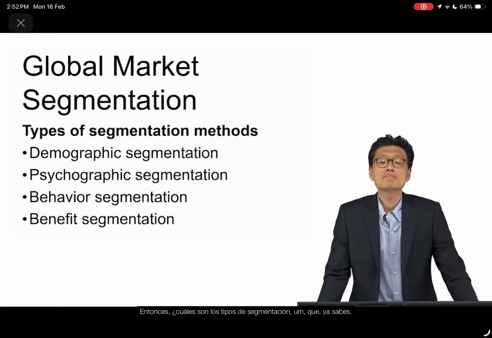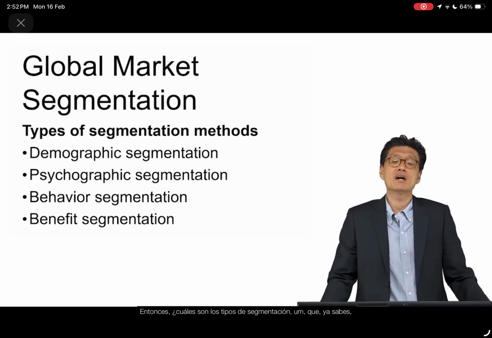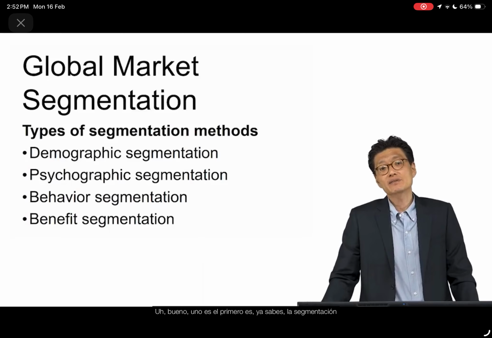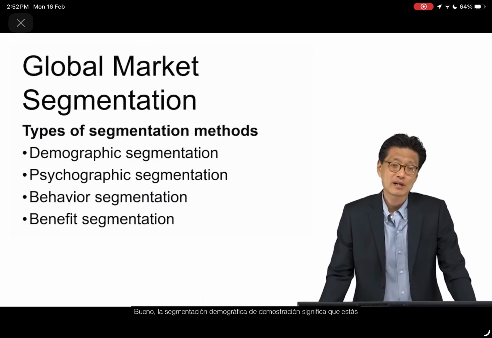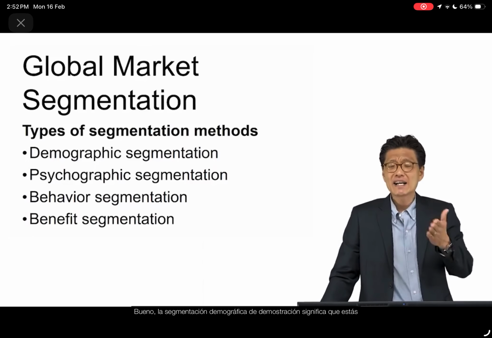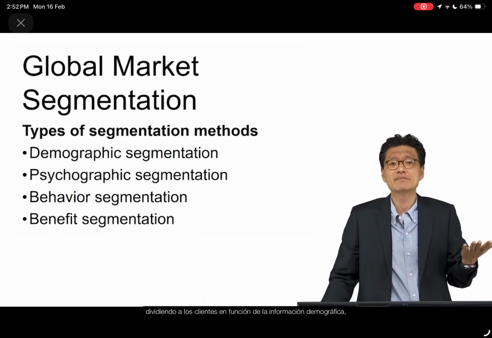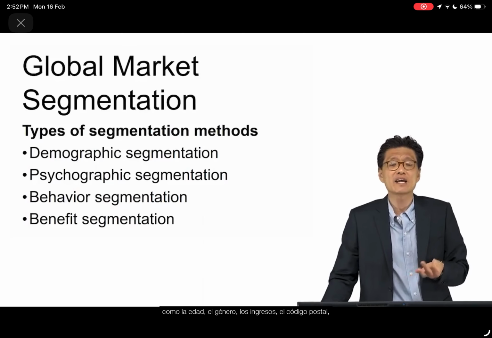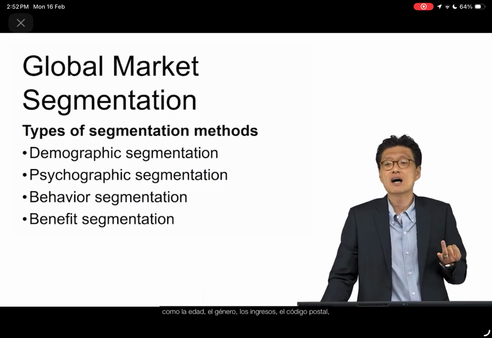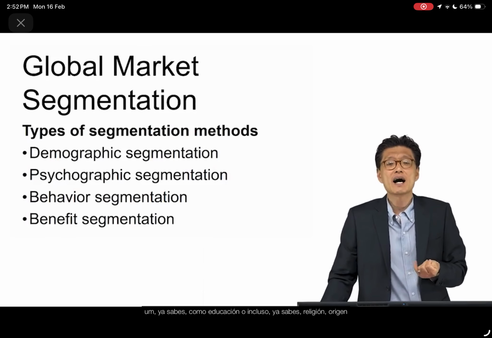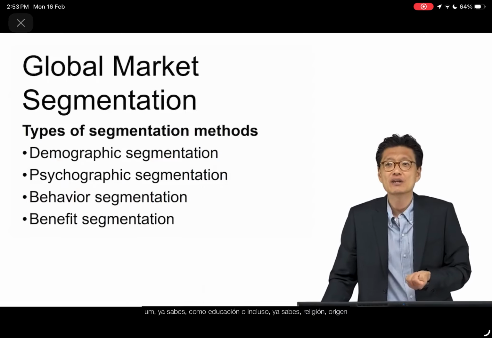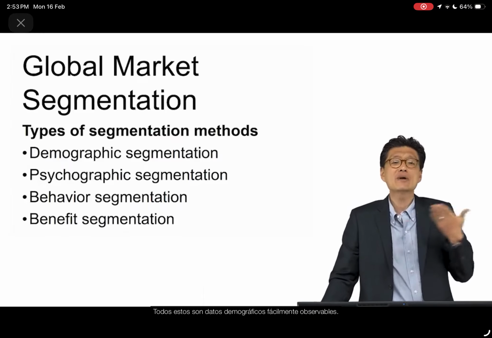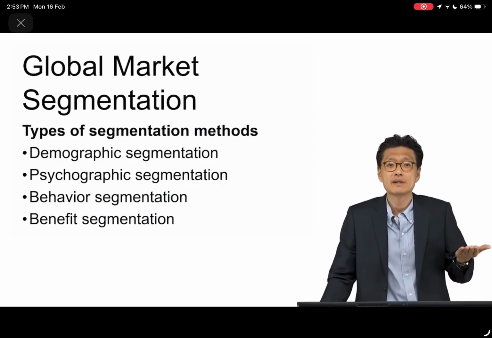So what are the types of segmentation that are widely used out there in the world? Well, the first is demographic segmentation. Demographic segmentation means you're dividing up the customers based on demographic information, such as age, gender, income, zip code, education, or even religion, ethnic background, and so forth. These are all demographic information that are easily observable.